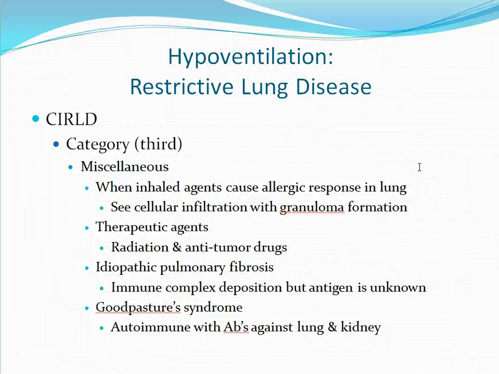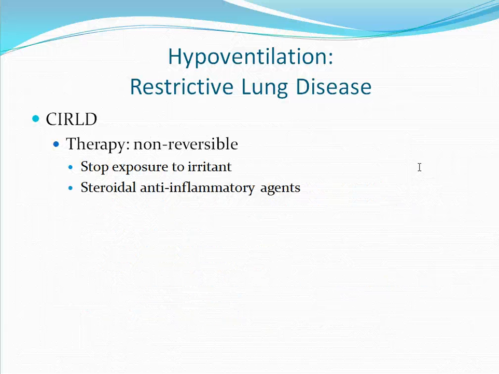Finally, there's Goodpasture syndrome. Here there's an autoimmune defect that causes antibody formation against both lung and kidney basement membrane. This will cause interstitial hemorrhaging as well as various degrees of fibrosis. Therapy: CIRLD is non-reversible, so the therapy is limited. One thing you can do is stop exposure to the irritant, and you can also use steroidal anti-inflammatory agents such as prednisone.